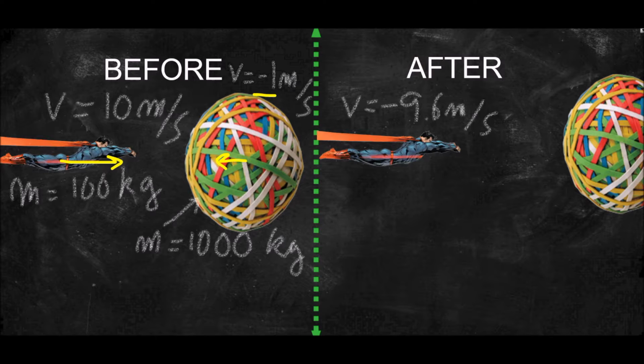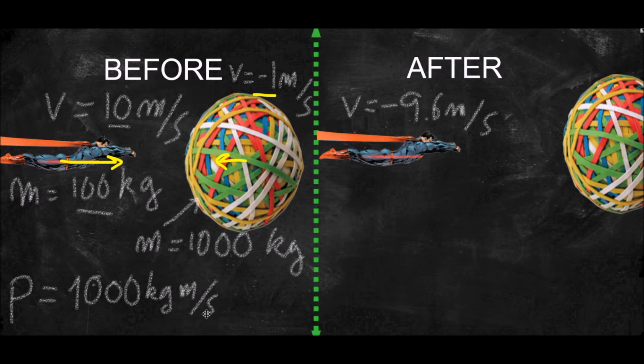So let's try that. The momentum of Superman is going to be 100 times 10. So that is going to be 1,000 kilogram meter per second. The momentum of the ball on the other side is going to be 1,000 times -1. So that is -1,000, again kilogram meter per second. Now 1,000 minus 1,000 gives us quite simply 0. The momentum of the system is 0.